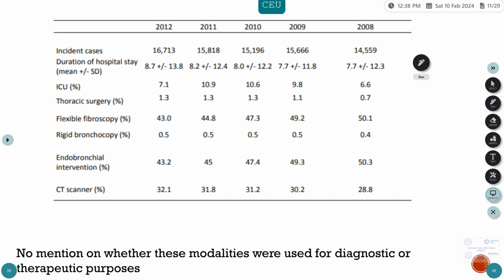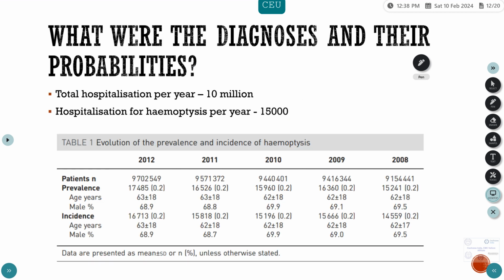Now going into what were the diagnoses and their probabilities which they arrived at. Total hospitalizations per year in France were recorded as 10 million, and among those, around 15,000 patients were admitted for hemoptysis. The incidence of hemoptysis, meaning new cases seen when they followed up patients, was around 15,000. And the prevalence, patients with chronic hemoptysis, was probably around 15 to 16,000.